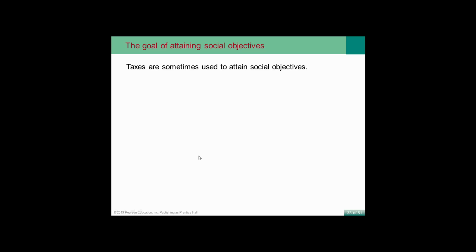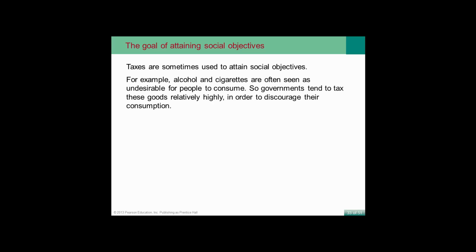And then there's the goal of attaining social objectives. Taxes are sometimes used to achieve social objectives. For example, alcohol and cigarettes are often seen as undesirable for people to consume, so the government taxes these goods relatively highly in order to discourage their consumption. Such taxes are known as sin taxes.